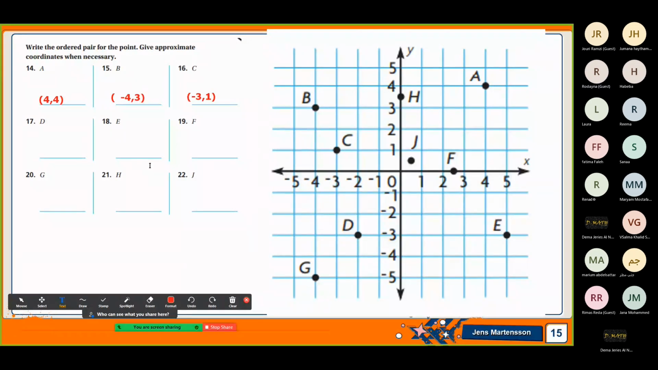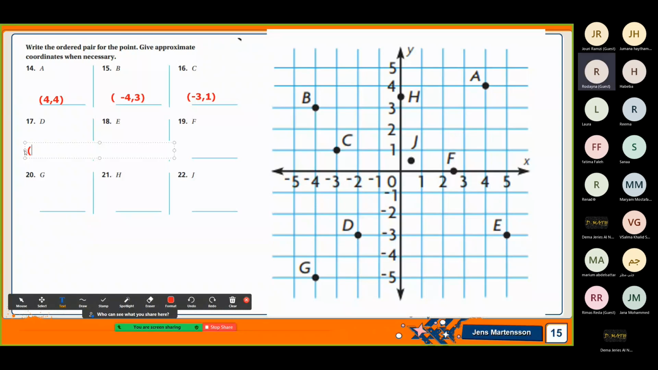Yes, teacher. Yes, Rudaina. D. It's a -3. Now, wait, where's the x-axis first? Of the x-coordinate. What is the x-coordinate? Sorry, teacher, I didn't hear. Can you repeat again? The x-coordinate.